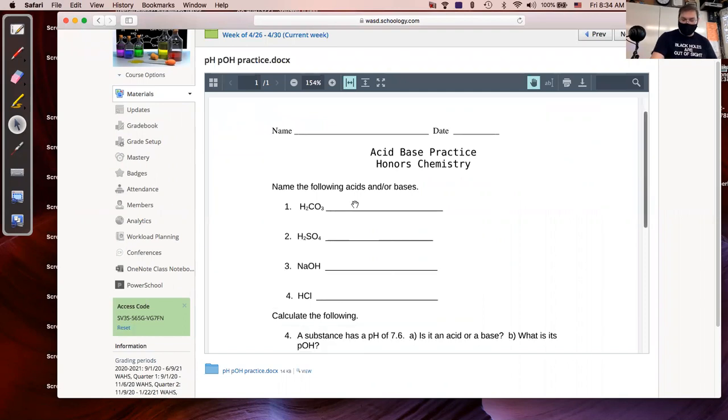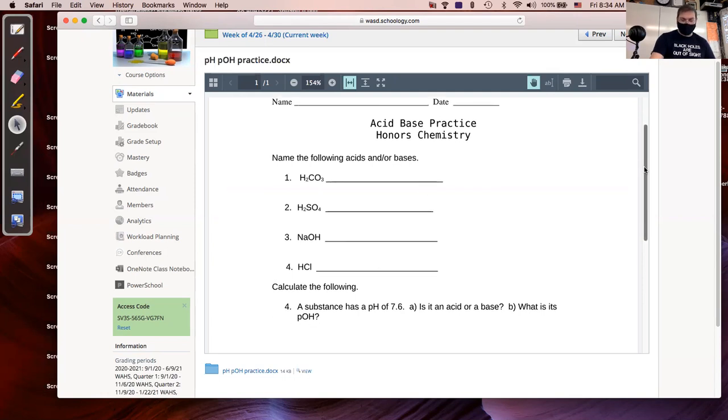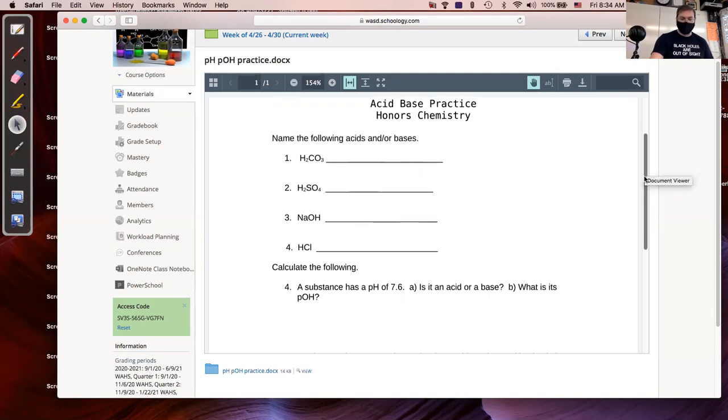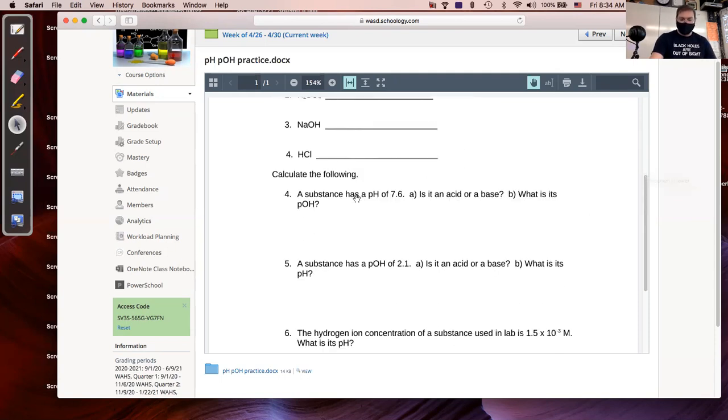So at the top, it's just name these following acids or bases, just as a review of naming acids. And the sodium hydroxide is a base. Well, that's its name. You can find the ions on the ion chart. So I'll put the ion chart in this folder too, so you have a reference for the polyatomic ions.